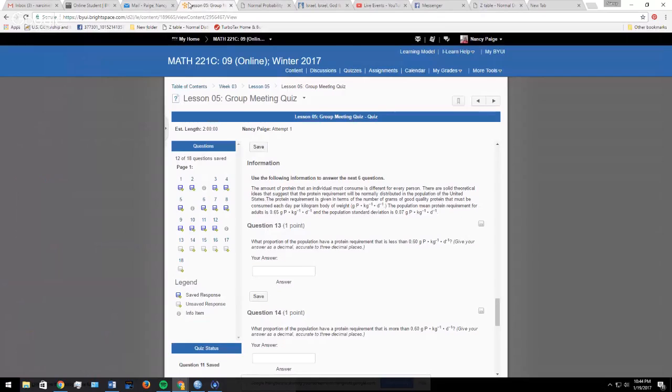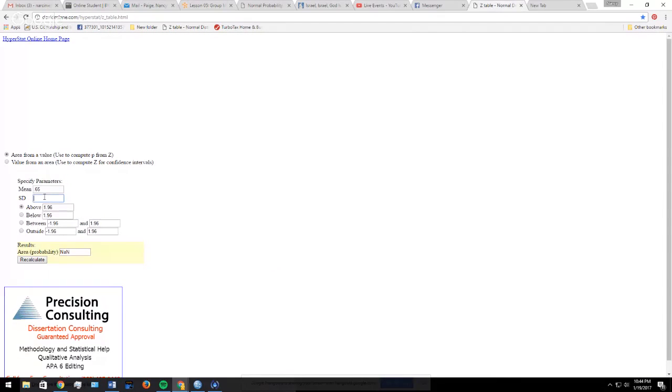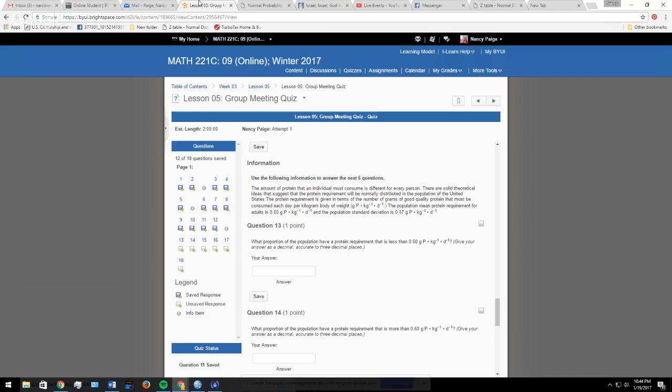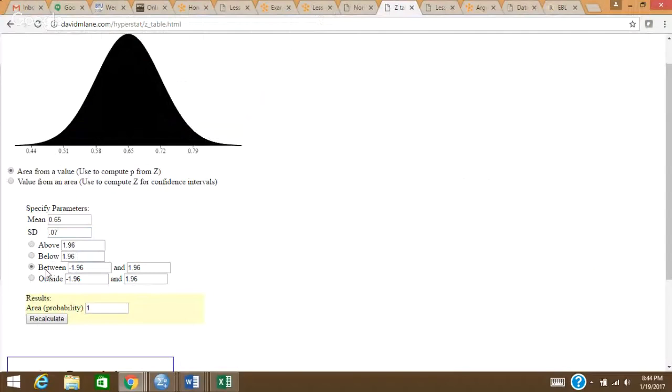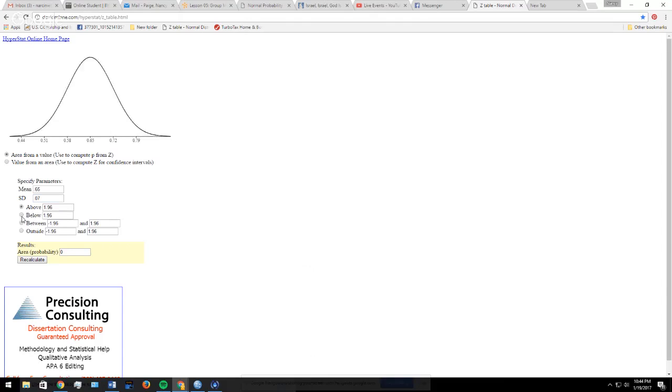Oh, I can keep on. The standard deviation is 0.07. So we want to see what's in between. What is this in between? Oh no, less than 0.60. So we go back and it says below, right? Below 0.60. And then we're gonna calculate.